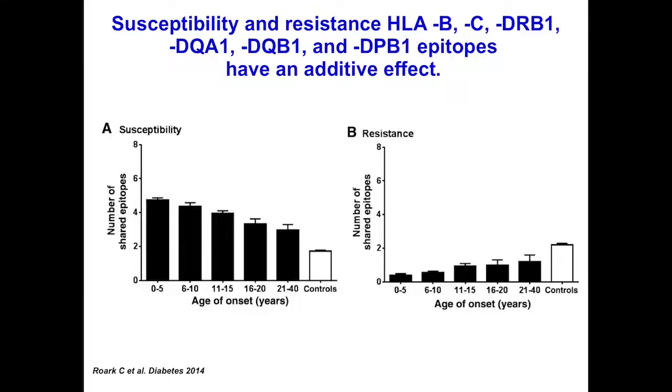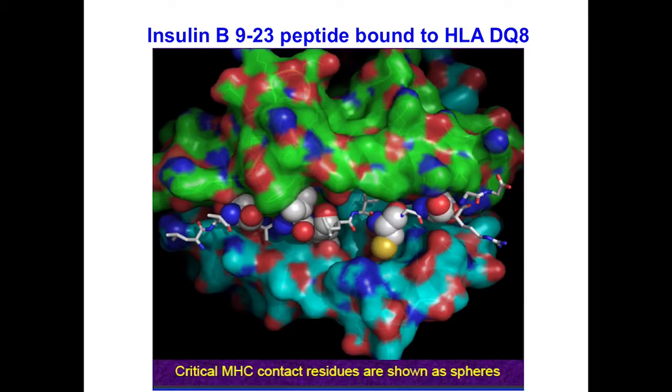In this paper, the authors developed a score. They assigned 2 points to each of the 6 potential proteins in HLA involved. And you see that age of diagnosis of type 1 diabetes is inversely related to the number of susceptibility epitopes present. So this is how this HLA molecule looks.